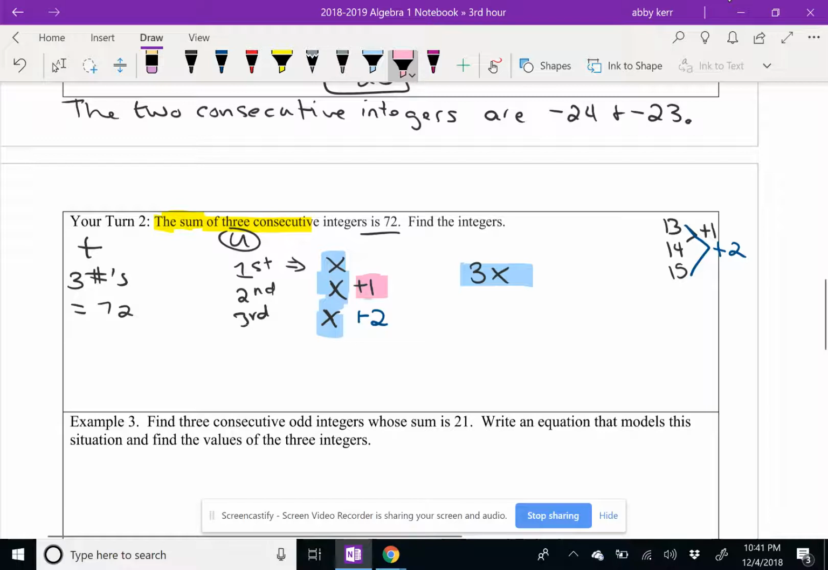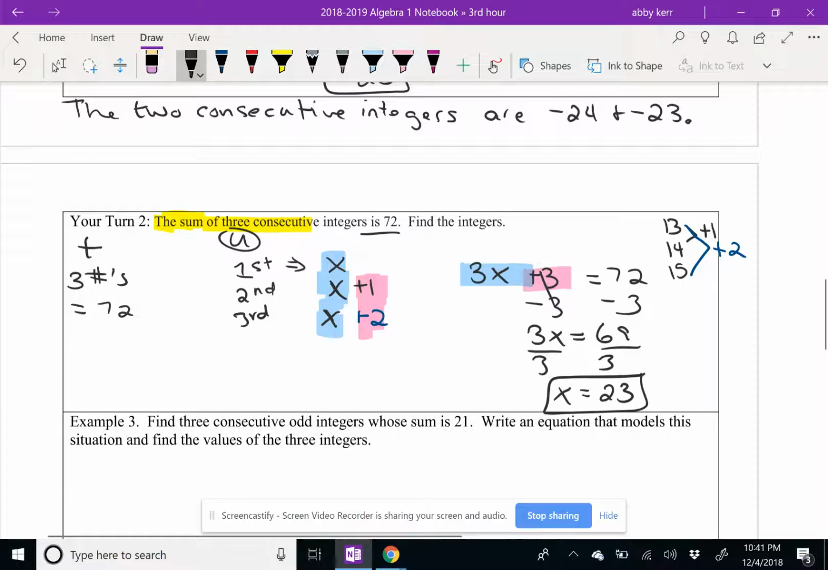Then we have a 1 and a 2, which is plus 3. And that equals 72. Take away 3. You got 69. Divide by 3. It's going to be 23. Now that's just your first x. To get to the second x, it's 24 because you just add 1. Then you add 2 to 23 and you're going to get 25.